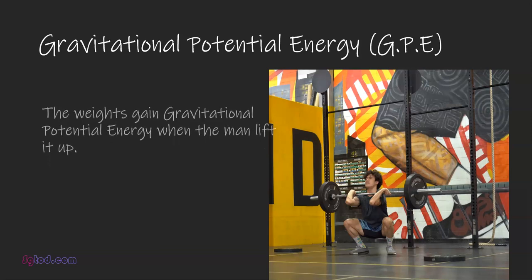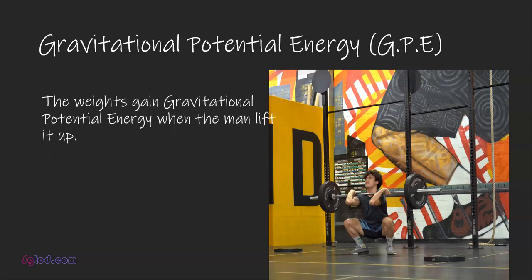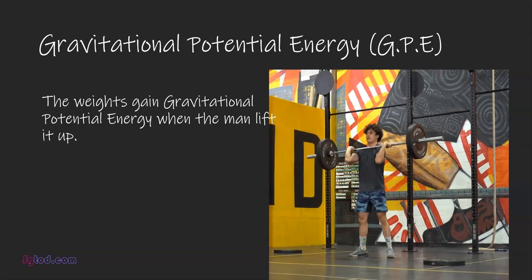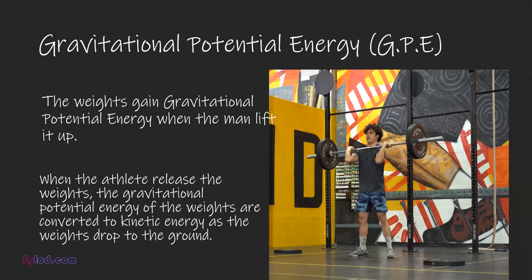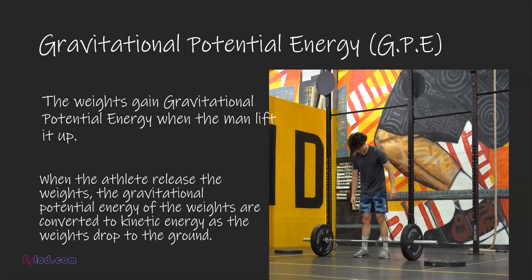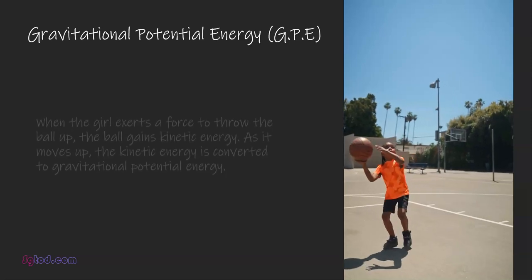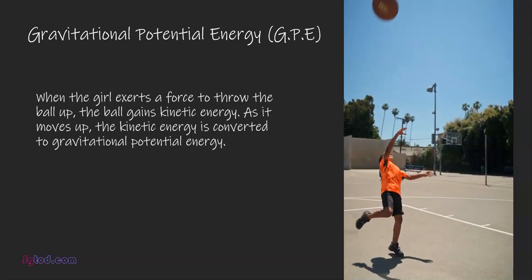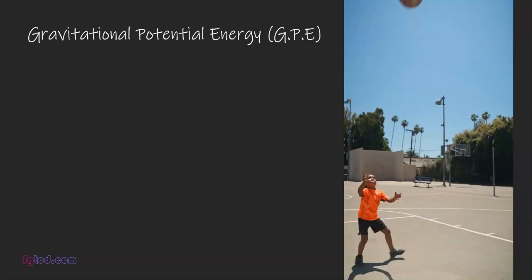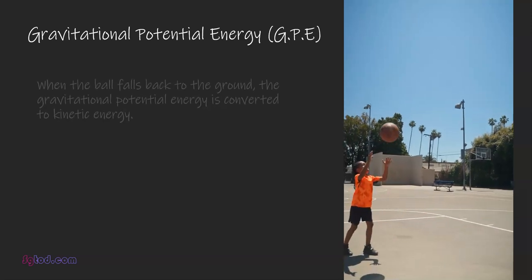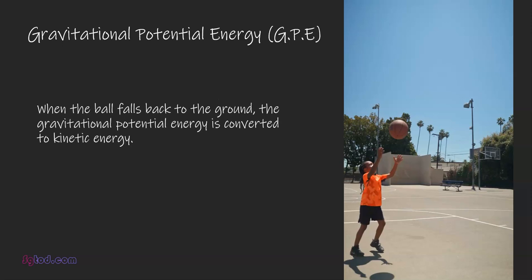In this slide, the force exerted by the weightlifter transfers energy from him to the weights. When he releases the weights, the gravitational potential energy of the weights is converted to kinetic energy as the weights drop to the ground. When the girl exerts a force to throw the ball up, the ball gains kinetic energy. As the ball moves up, the kinetic energy is converted to gravitational potential energy. When the ball starts to fall back to the ground, the gravitational potential energy is converted back to kinetic energy.